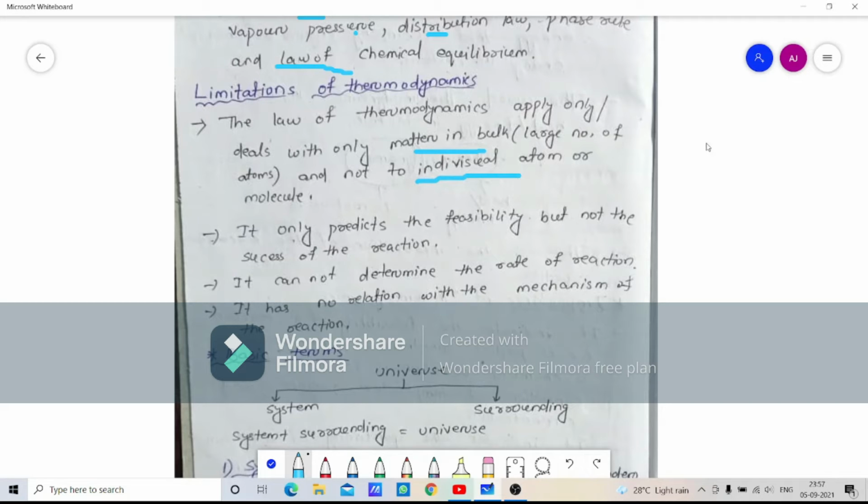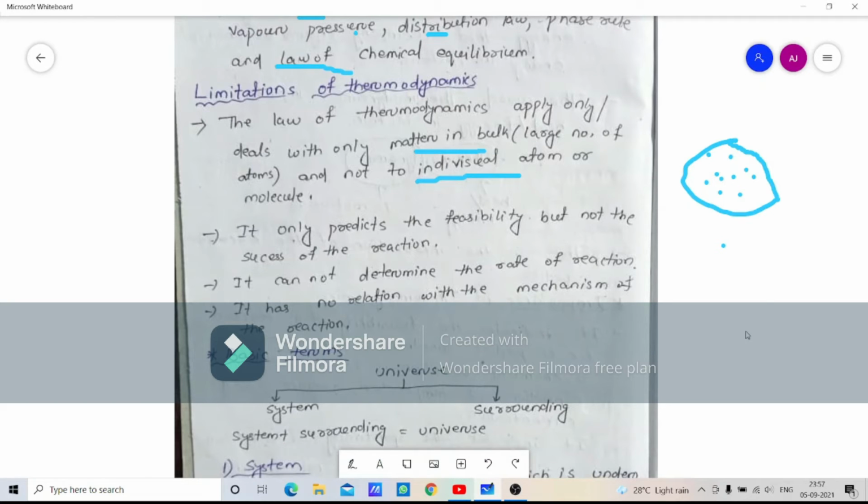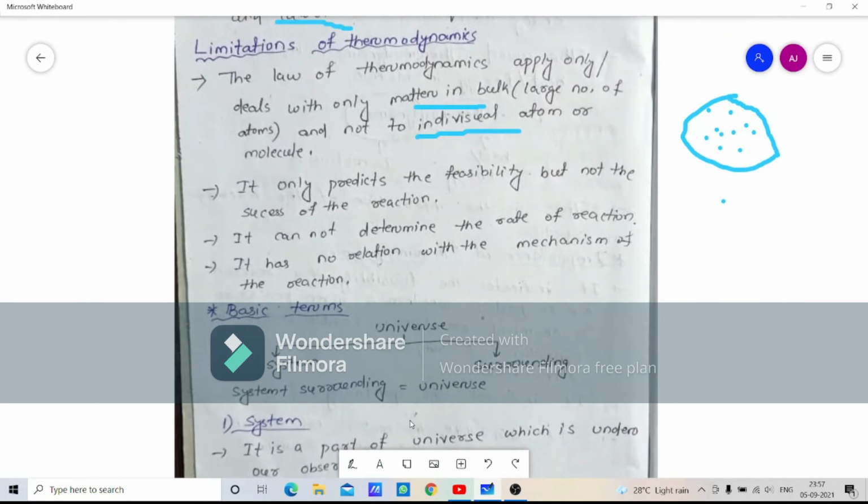अगर एक बॉक्स में ऐसे ऐसे बहुत सारे एटम होंगे तो वहीं पे हमारा थर्मोडायनेमिक्स का प्रोसेस काम करेगा. लेकिन अगर एक एटम पार्टिकल्स को लगे तो यहाँ पे अपना थर्मोडायनेमिक्स यूज नहीं होता है और कैलकुलेट नहीं किया जा सकता है. And it only predicts the feasibility and the success of the reaction.